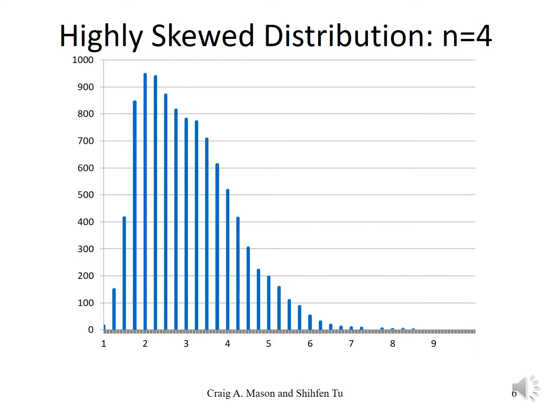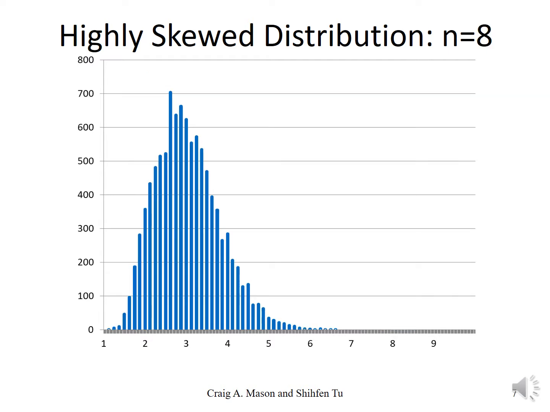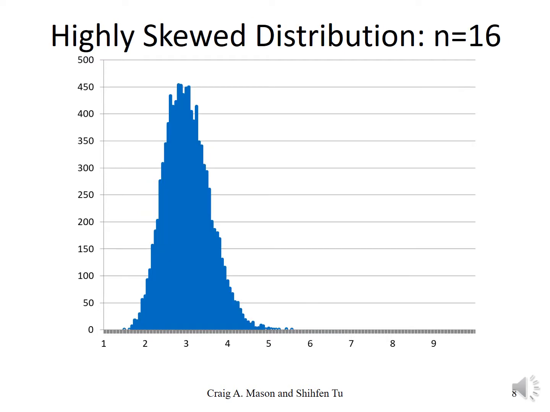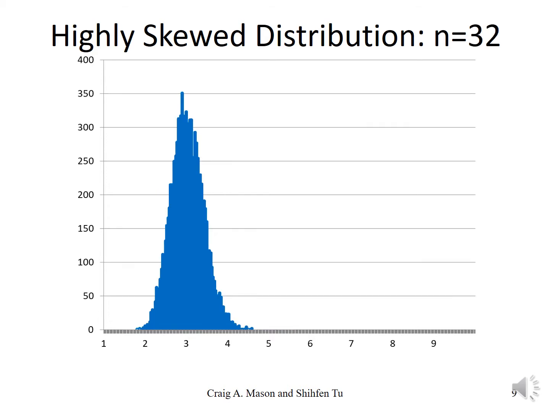Here we go. Still skewed, but starting to look less so. What if our sample size were doubled to 8 and we took 10,000 new samples? With n equals 8, we see it's getting closer to normal. What if we double again to n equals 16? Okay, let's double again to n equals 32. Here we can see the sampling distribution looks close to normal.